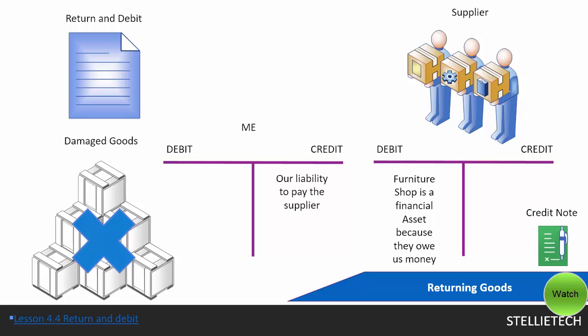So when we send a return and debit, we are saying to the supplier that, look, one of our products was broken, and we are going to debit our account. That means we're going to owe you less money. We send that note to the supplier, and they review it. If the supplier approves it, he'll say okay. He'll issue a credit note, and in that process, he will credit his account. That way, both accounts become less.